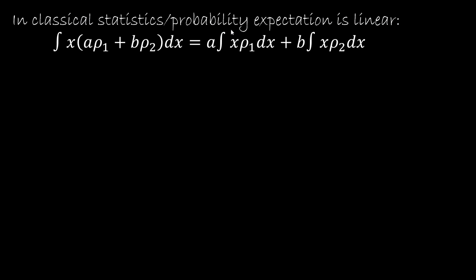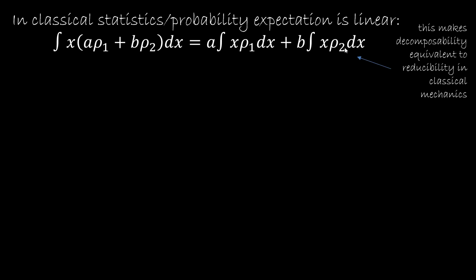In fact, in classical mechanics, the expectation is linear. The expectation of a linear combination is the linear combination of the expectations. And this is true for all properties. This means that studying the components is the same as studying the whole. That is, the system is reducible to the components. And this linearity is what makes decomposability equivalent to reducibility in classical mechanics. That is why we don't highlight the difference in classical mechanics, because there is no difference at all.